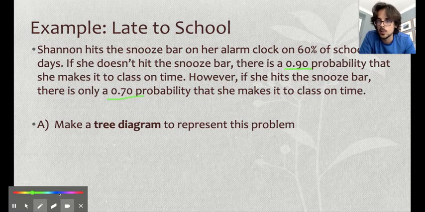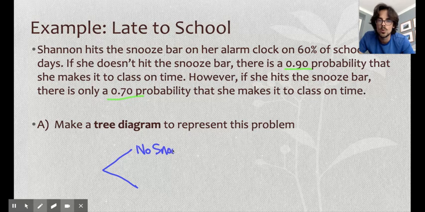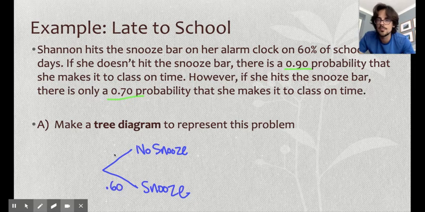And tree diagrams organize probability questions where you have a sequence of events going on. The first thing that's going to happen in the context of this problem is whether she doesn't hit snooze or she does. So I'm going to have no snooze. It doesn't matter what order, really. And I'm going to have snooze. And it says she hits the snooze bar on 60% of school days. So snooze is 60% of the time. That means that no snooze is 40%. These should be complements of each other.